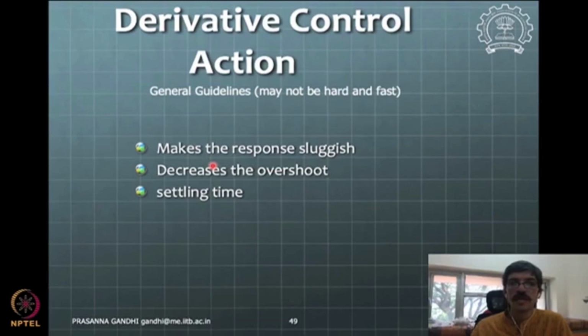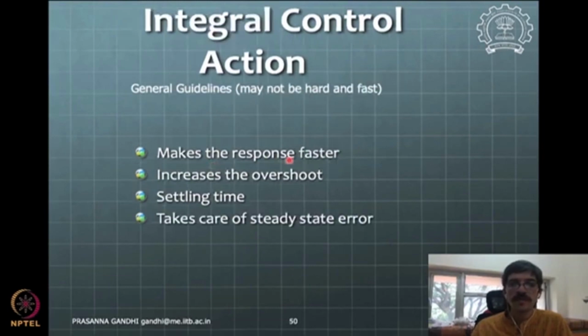And integral control action, again, makes the response faster. It actually introduces a zero close to the origin in the controller transfer function.